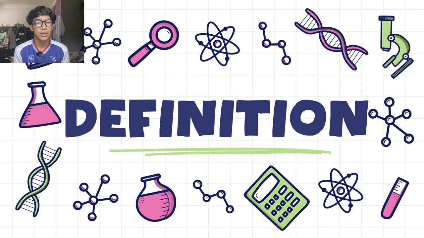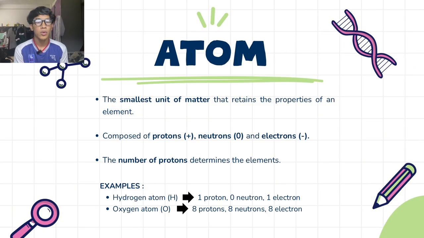My name is Muhammad Haris Haikal, and today I will be presenting about basic concepts in chemistry, which are atoms, molecule, ion, and chemical equation. First, I will explain about atom. An atom is the smallest unit of matter that still has the properties of an element.